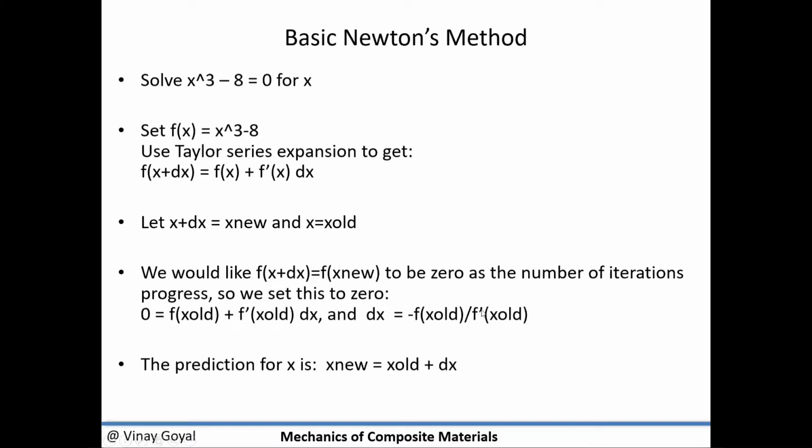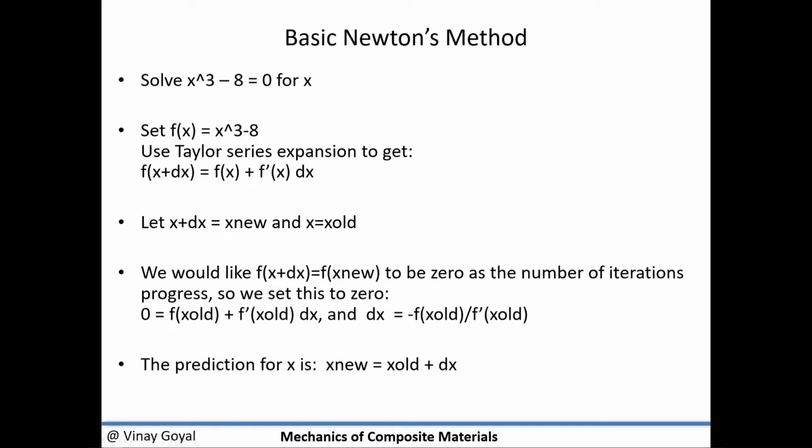Once I find this dx value, I can correct my old guess by adding dx in this manner. That will give me x new, and that x new can be checked to see if it got me close to the solution. If it didn't, then I can use x new as x old and repeat this whole calculation in an iterative manner until the function f becomes 0, at which point I really have found the value x new that makes that equal to 0.